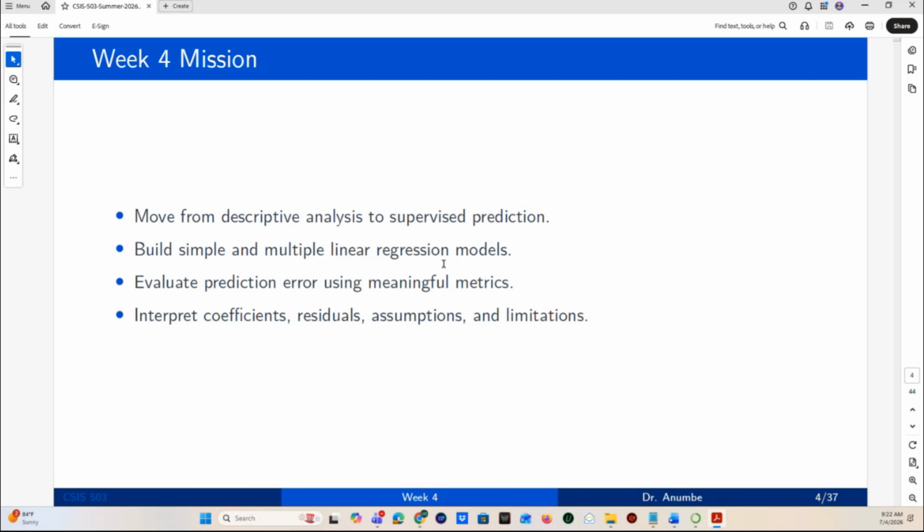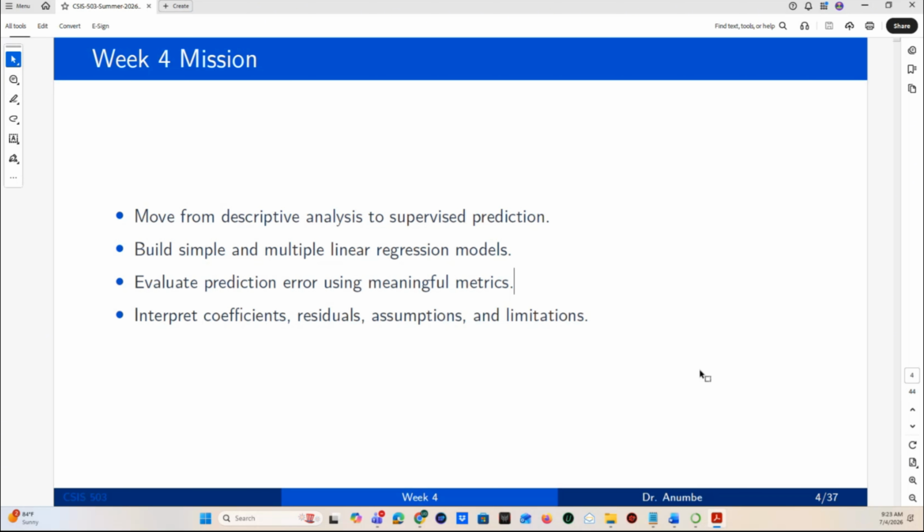So the second mission of this week is to build simple and multiple linear regression models, and then to evaluate prediction errors using meaningful metrics. So we'll see some of the metrics that are used in evaluating error, and what the whole idea of error is really about. And then we would interpret the coefficients, residuals, assumptions, and some limitations that you are going to run into. But again, what I'm going to do for this slide is kind of high level.